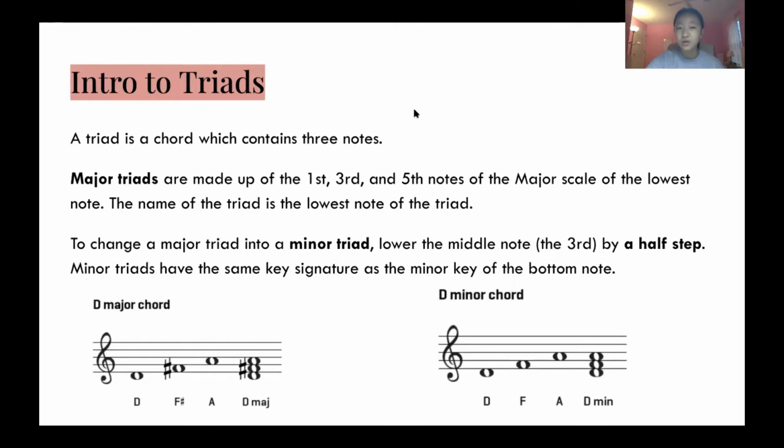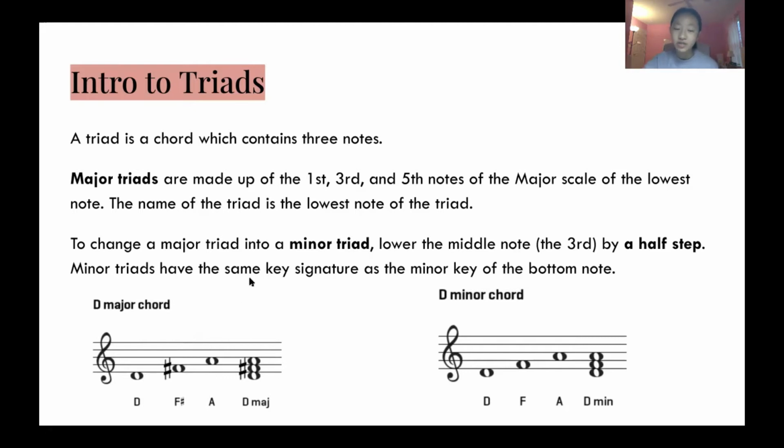A triad is a chord that contains 3 notes, and triads are something that you'll see a lot in your music, especially if you play piano. Major triads are made up of the first, third, and fifth notes of the major scale of the lowest note. The name of the triad is the lowest note of the triad. For example, for D major, you start on D, and then you put the third note of that scale, D, E, F sharp, and then the fifth note, D, E, F sharp, G, A.